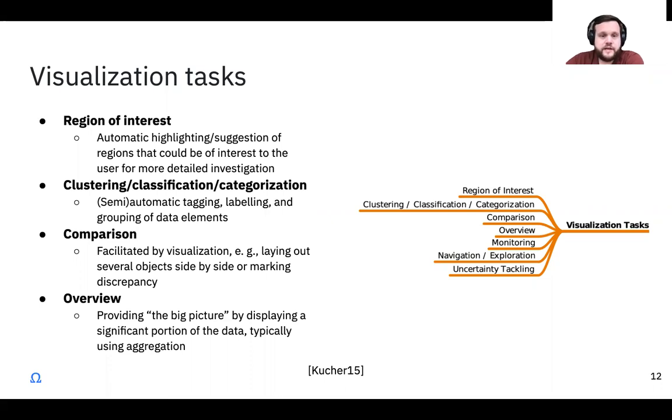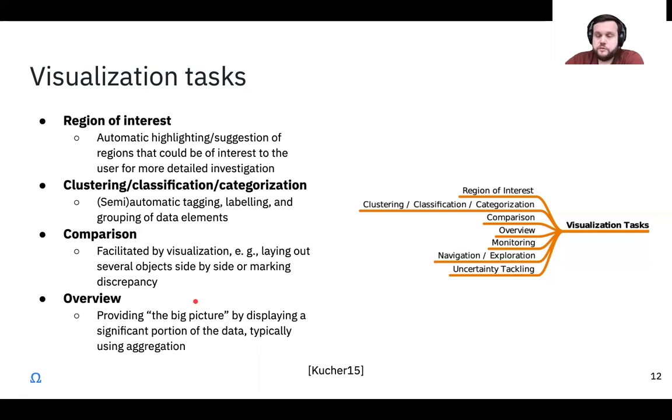Then we have our classic triplet of clustering, classification, and categorization. So of course we want to be automatically or semi-automatically tagging, labeling, and grouping data elements. Then we have comparison. So that we lay out several objects side by side and/or mark discrepancy between various documents or pieces of text.